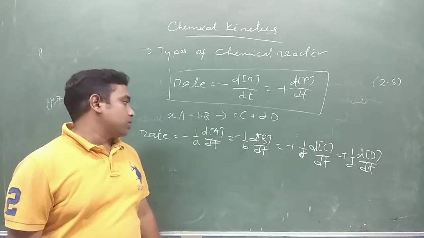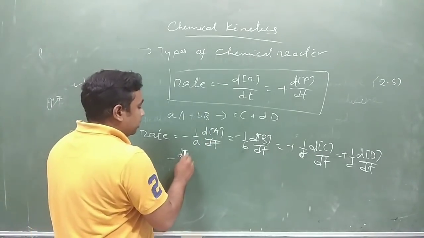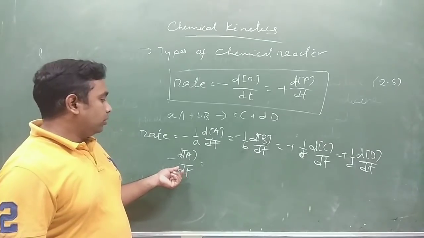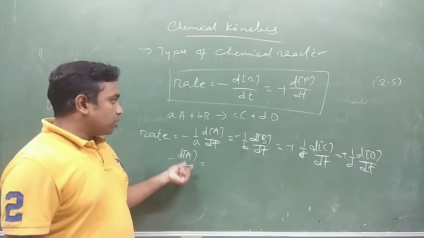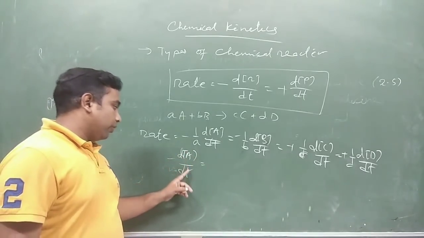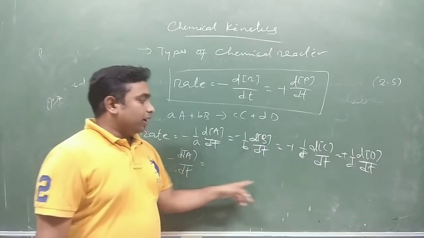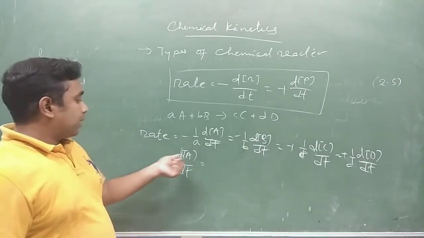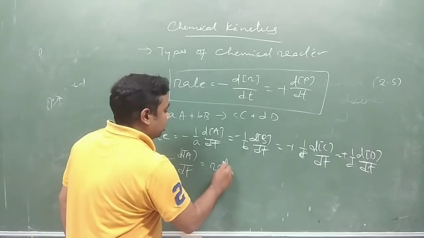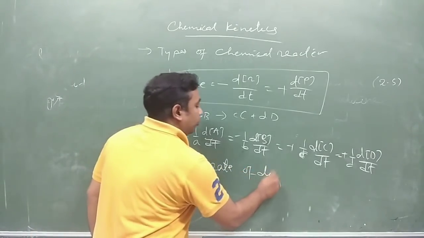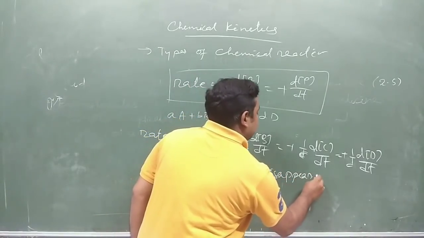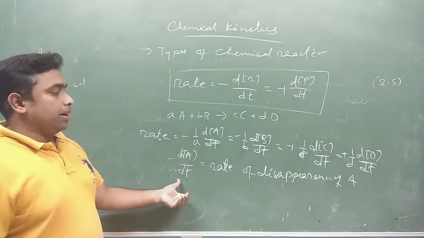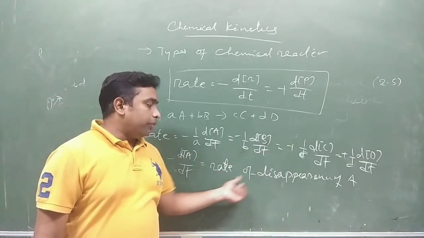We have solved many problems on this concept also. Okay, and what is here minus dA by dt? Minus dA by dt is called the rate of decomposition of A. And minus dB by dt, rate of decomposition of B. Or you can also use the word disappearance: rate of disappearance of A. Minus dA by dt means rate of disappearance of A. This is the meaning of minus dA by dt. Similarly minus dB by dt, rate of disappearance of B.